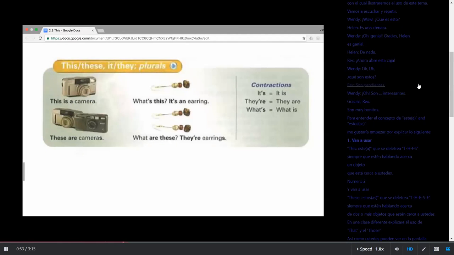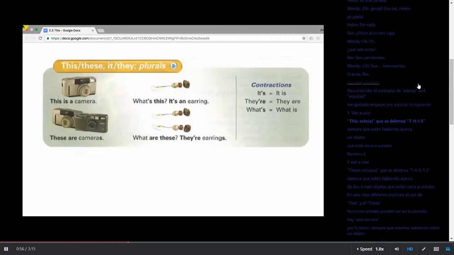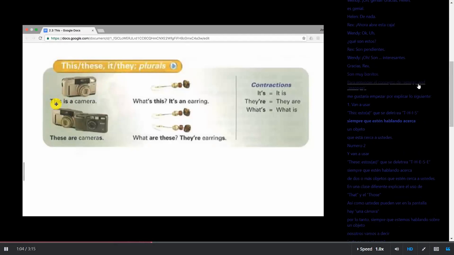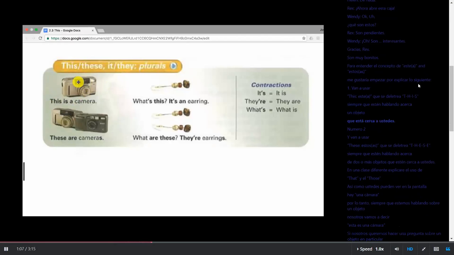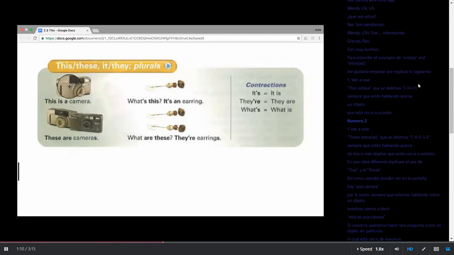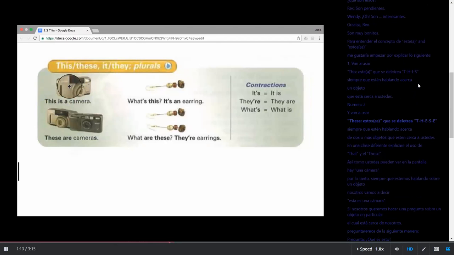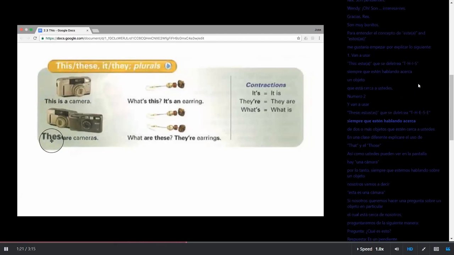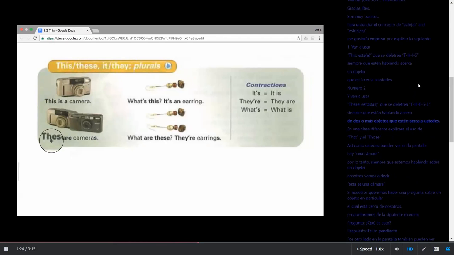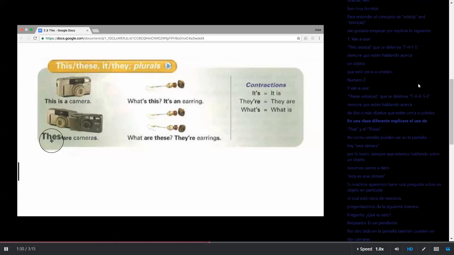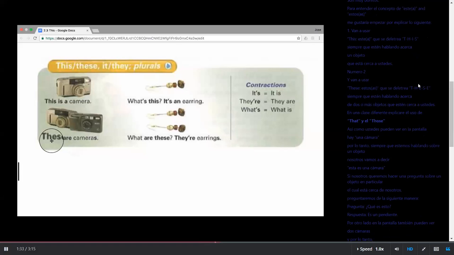Number one, you're going to use "this," spelled T-H-I-S, whenever you're talking about one object which is near you. Number two, you're going to use "these," spelled T-H-E-S-E, whenever you're talking about two or more objects which are near you. On a different class, I'll explain how to use "that" and "those."